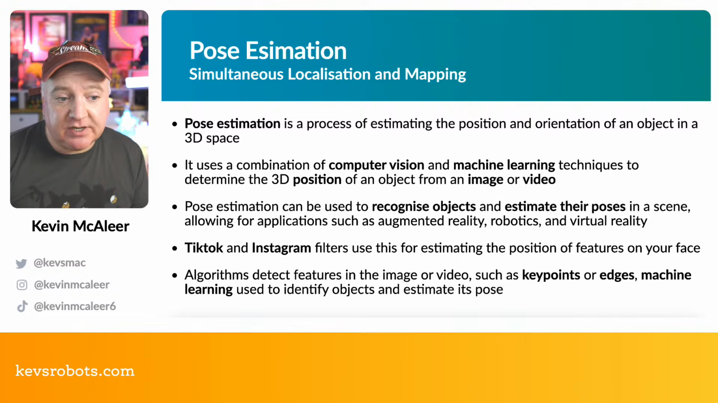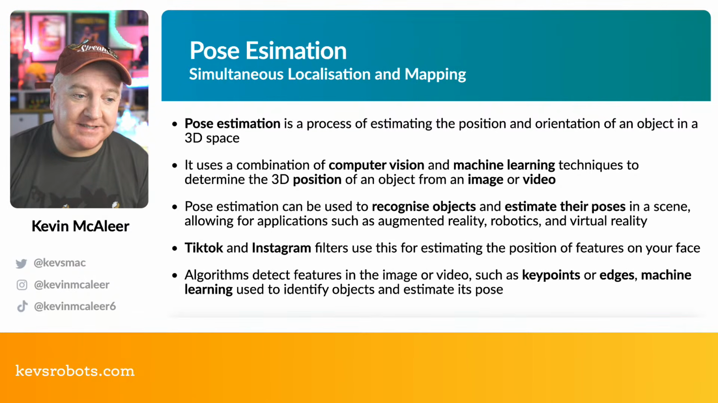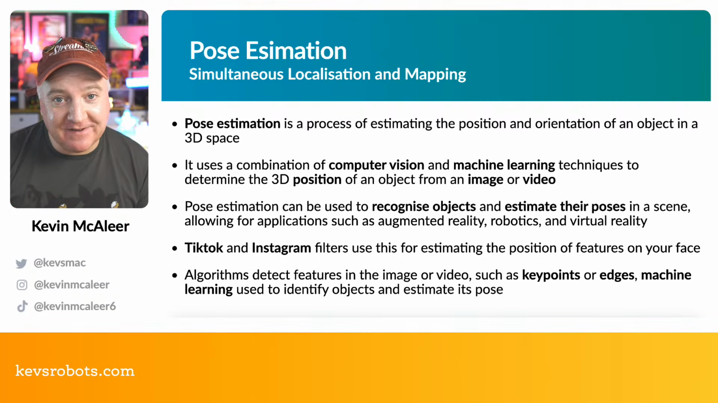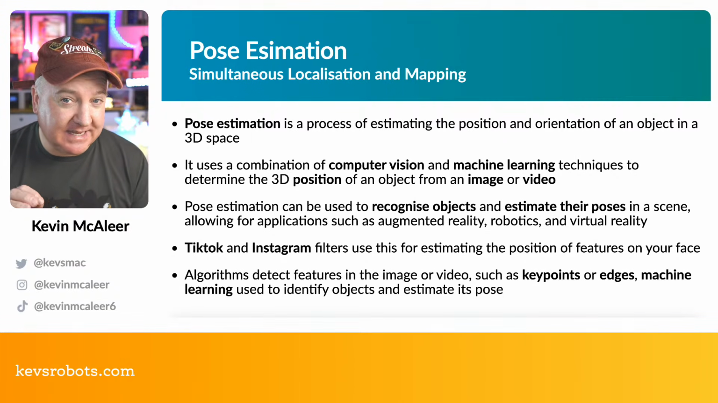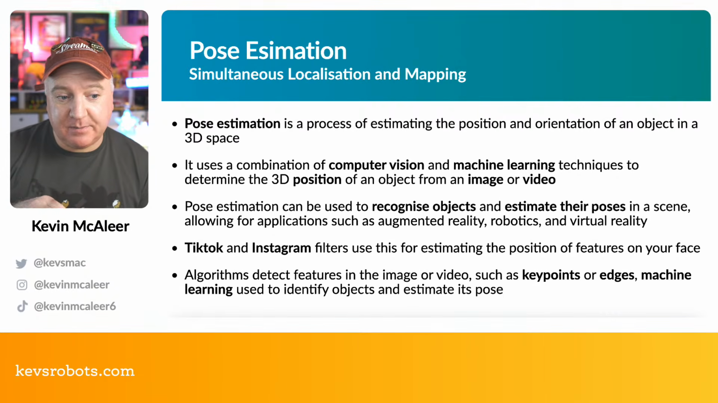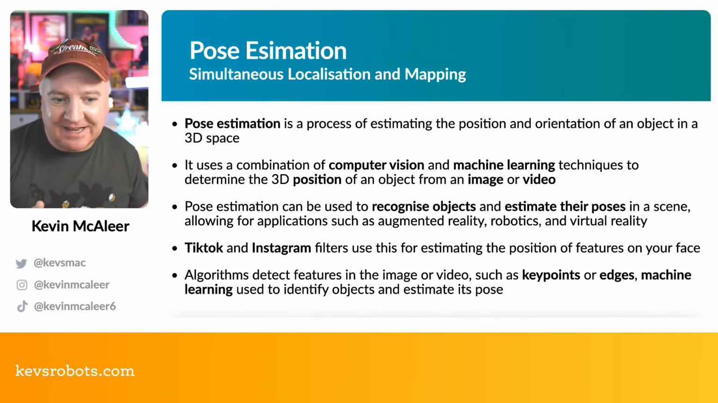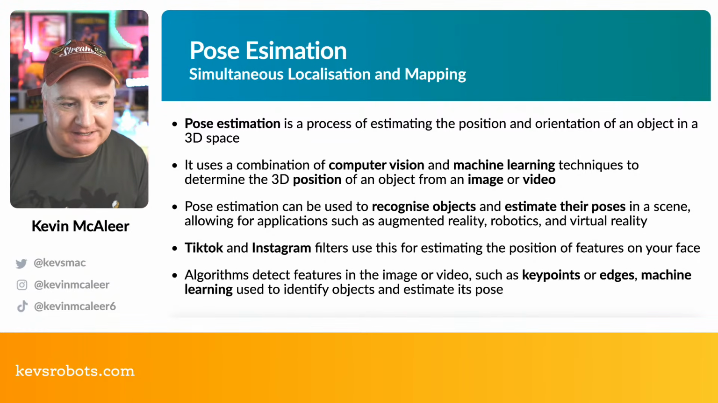So pose estimation is the process of estimating the position and orientation of an object in 3D space. It combines computer vision, so if it's a camera, with machine learning techniques to detect and match those features, and then determine the 3D position of our object from an image, video, or LiDAR data. Pose estimation can then recognize objects and estimate poses in a scene, allowing for applications such as augmented reality, robotics, virtual reality, and so on.